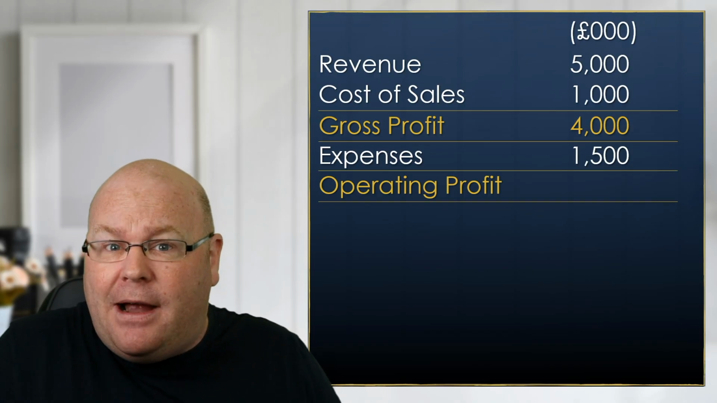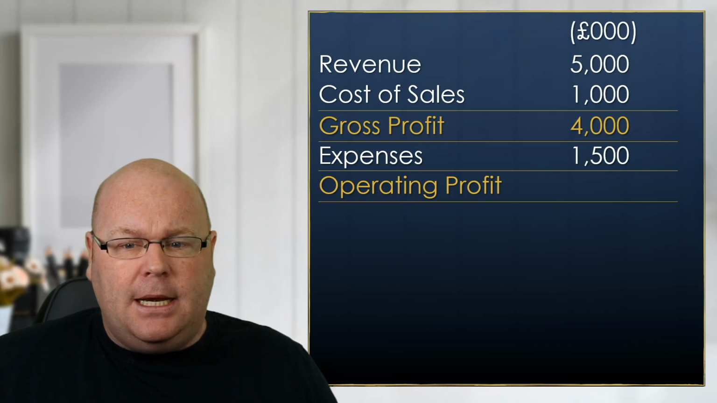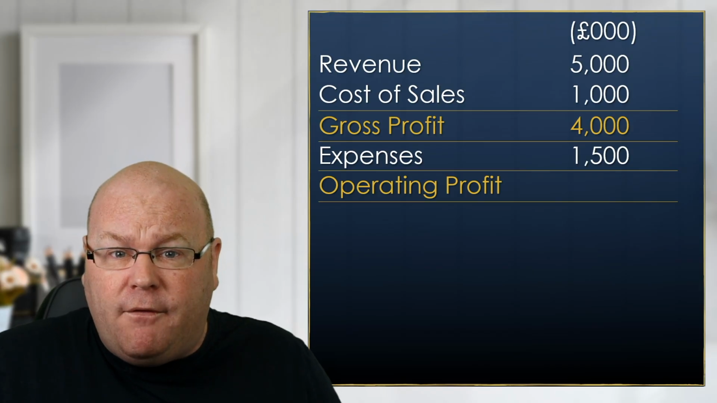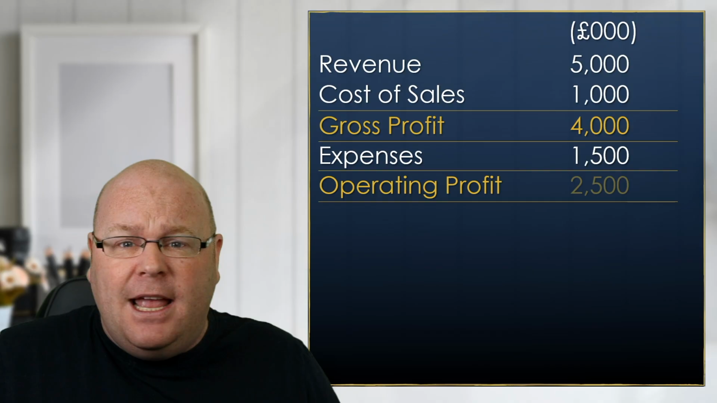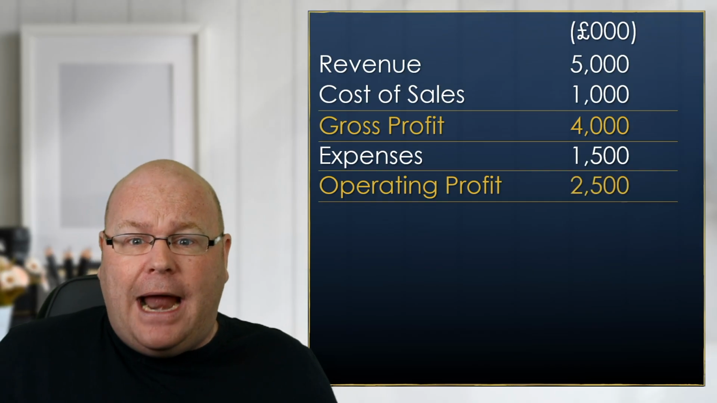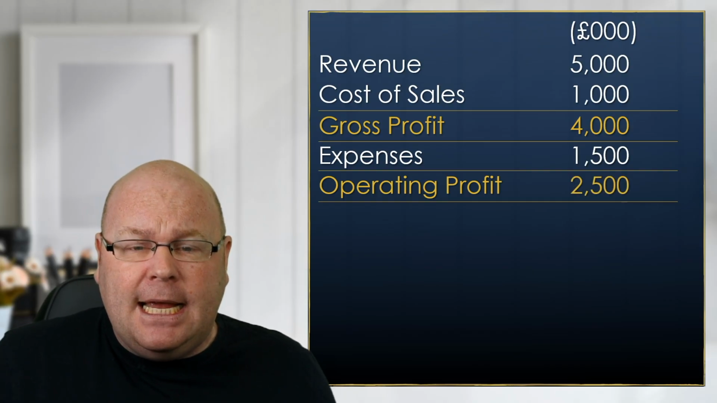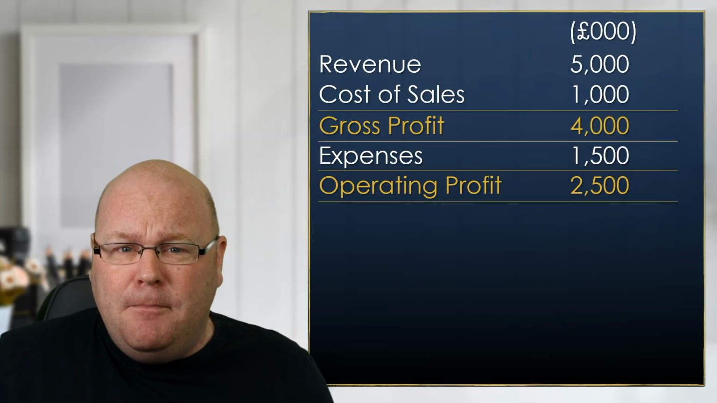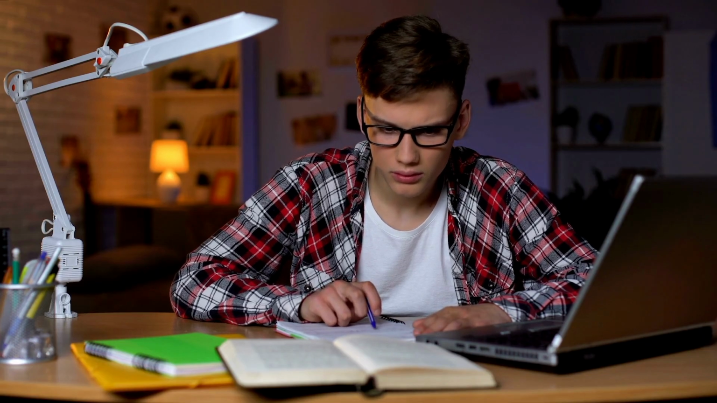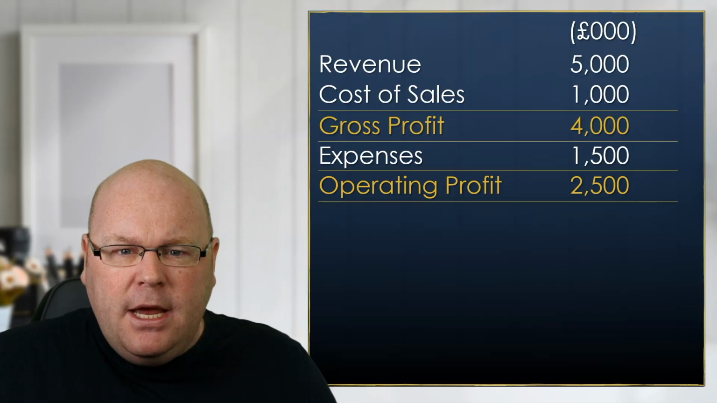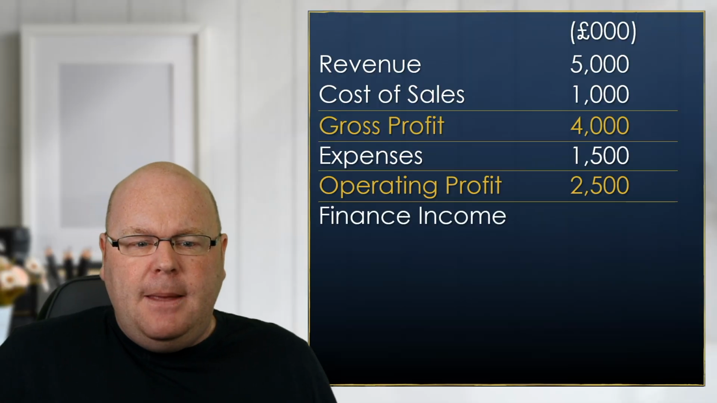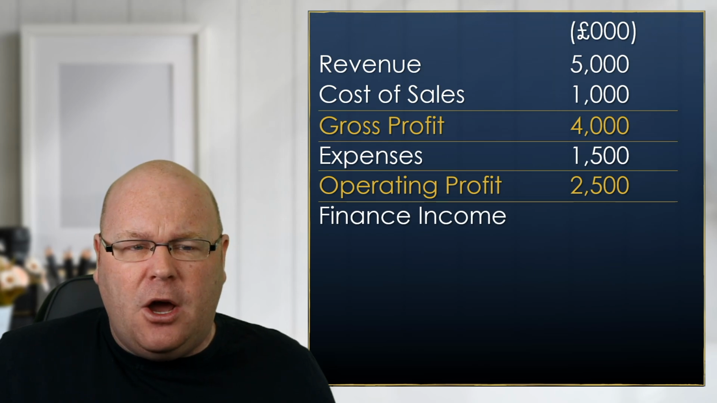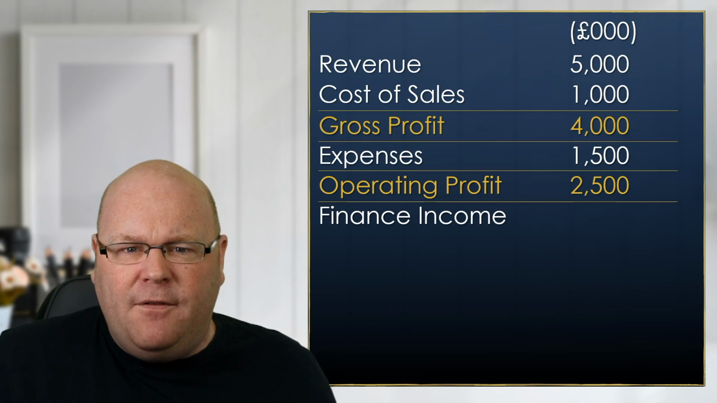Now, in this example, if our expenses come in at £1.5 million and our gross profit was at £4 million, then we can clearly calculate that our operating profit for this business is going to be 2.5 million. But then the next section of an income statement is often a little bit confusing for students. What we're going to do next is have a look at whether the business has made any other income aside from the sale of its products.